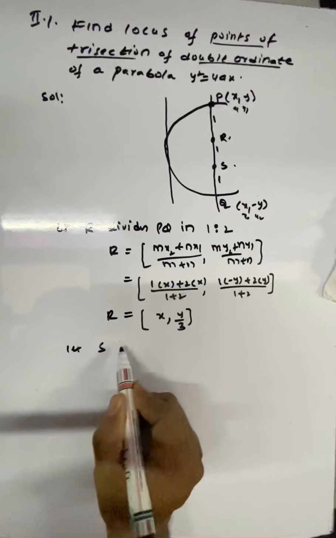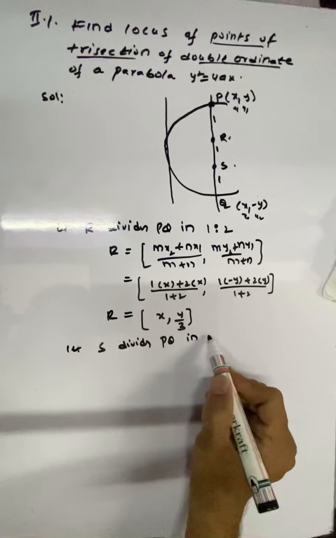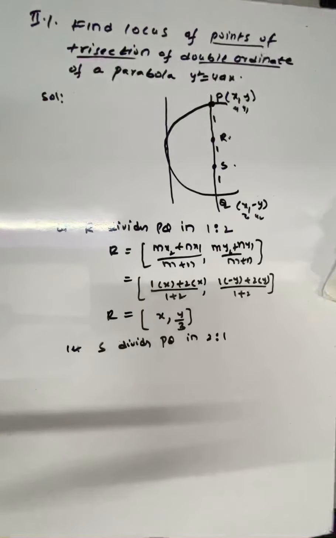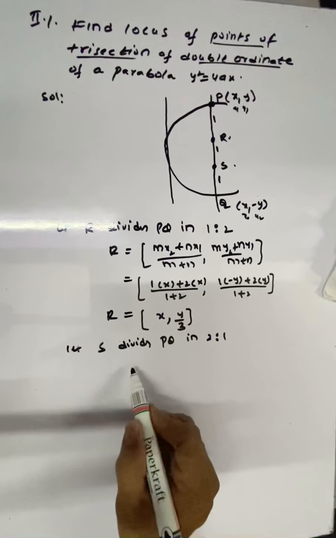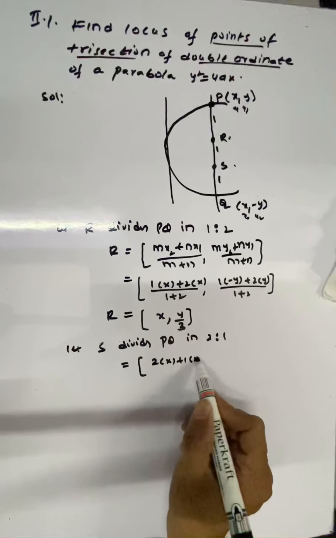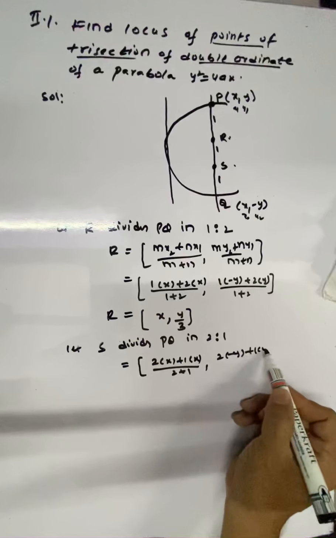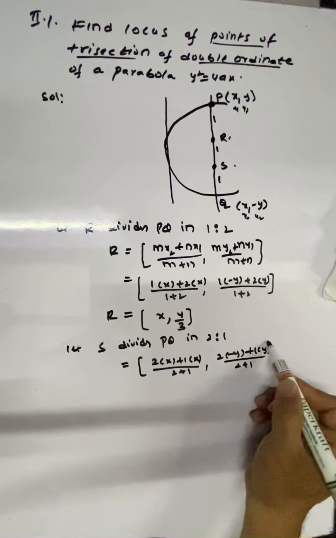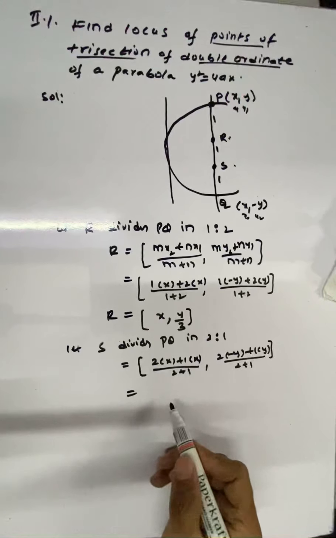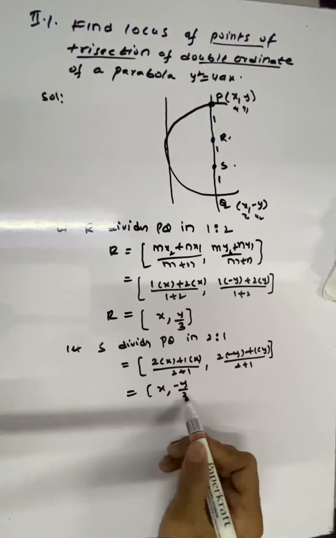Then similarly, after R divides, let S divide PQ in the ratio 2:1. Trisection means 3 sections are there. The formula I am not writing once again: 2 into x plus 1 into x by 2 plus 1, 2 into minus y plus 1 into y by 2 plus 1. So the value is 2x plus x, 3x by 3 is x, minus 2y plus y is minus y by 3.